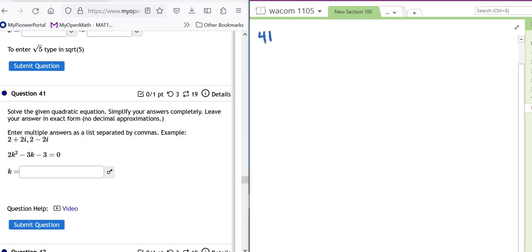So 41. Says solve the given quadratic equation. Simplify your answers completely. Leave your answer in exact form, so no decimals. Enter answers with commas in between. Okay. So we have a quadratic equation, 2k squared minus 3k minus 3 equals 0.